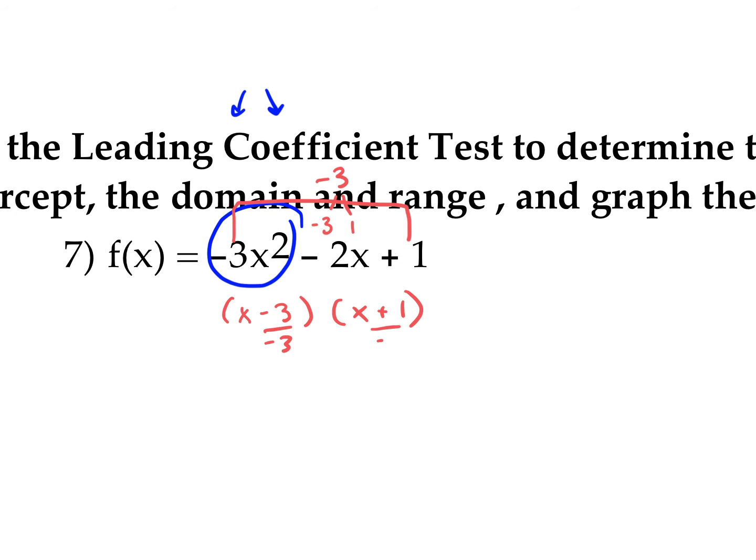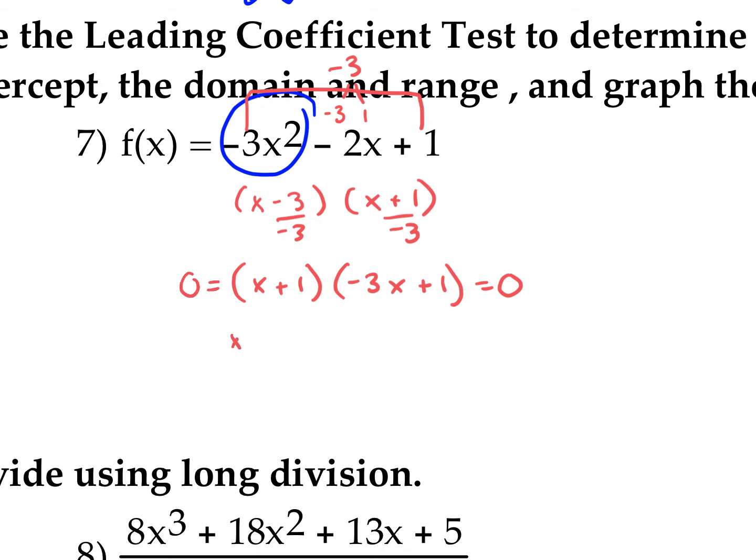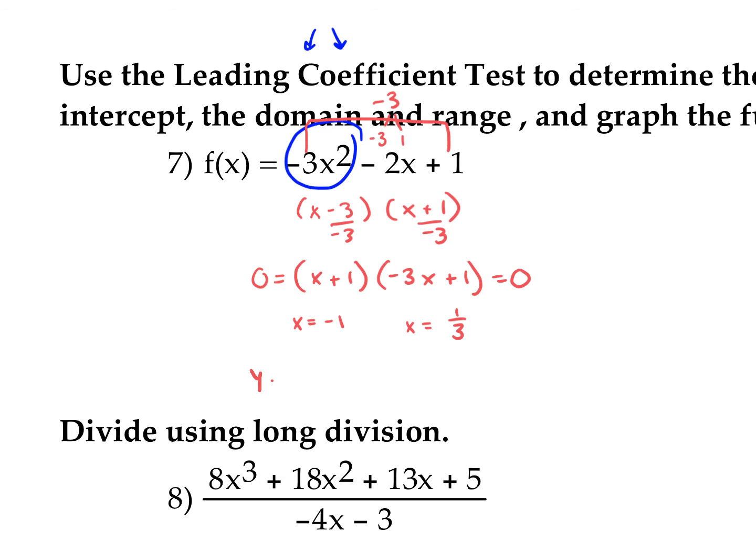Divide both of these by -3. So I get x plus 1 and -3x plus 1. So I can set each of these equal to 0. So x is equal to -1 and x is equal to 1/3. Why do you divide both? I thought you only divide one by -3. Both. Okay. What's my y-intercept? My y-intercept would be 1, so as a point, 0, 1.